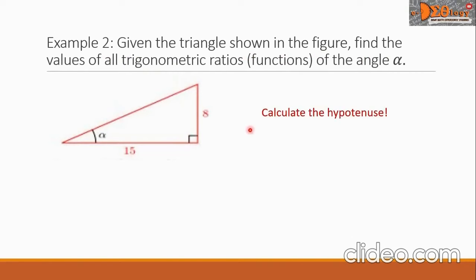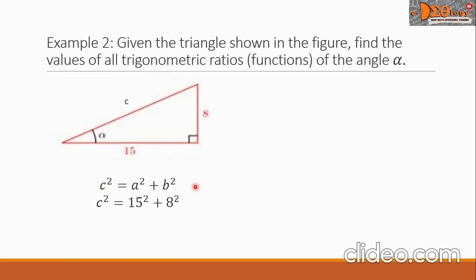So first, we will calculate for the hypotenuse. We will use the Pythagorean theorem. We will assign the letter c to the side which is the hypotenuse, and the formula will be c squared equals a squared plus b squared. Substituting now the values, we have c squared equals 15 squared plus 8 squared.